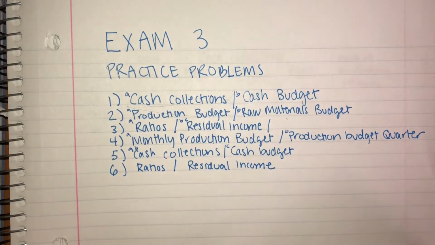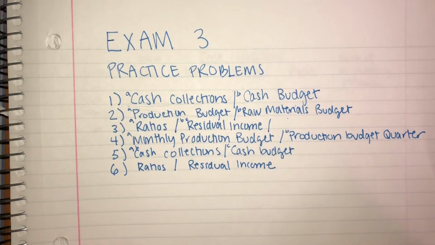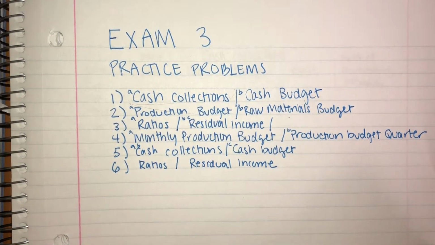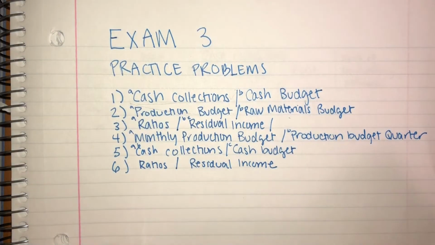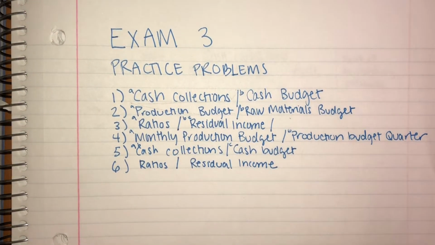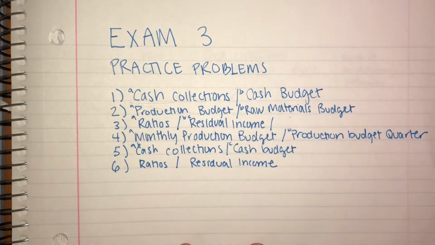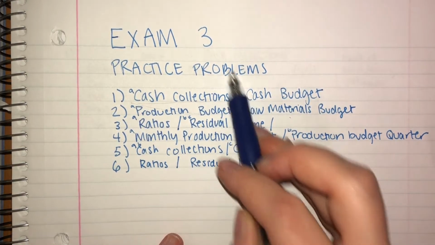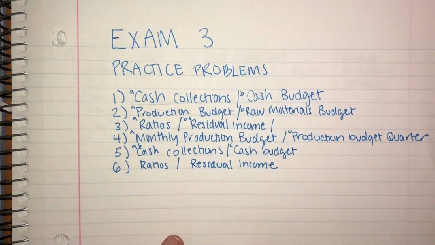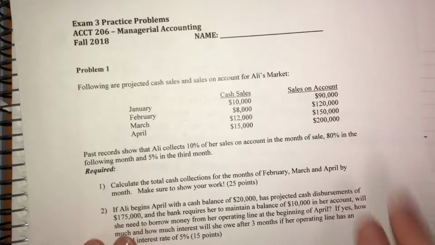We are going to go over exam 3 practice problems, so that entire practice exam that we were given. Just so you know, there's a new version of the practice problems up on Blackboard, so we'll be going through those. So if you don't have those, make sure that you find those. So first, we're going to start with problem 1. We're going to start with the cash collections portion, just that very first question within that problem.